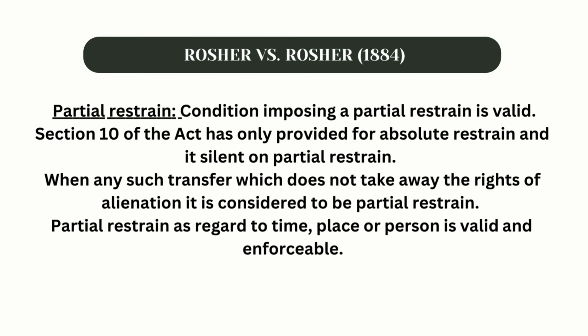Partial restraint. A condition imposing a partial restraint is valid. Section 10 of the Act has only provided for absolute restraint and it is silent on partial restraint. When any such transfer does not take away the right of alienation, it is considered to be a partial restraint. Partial restraint as regards time, place or person is valid and enforceable.